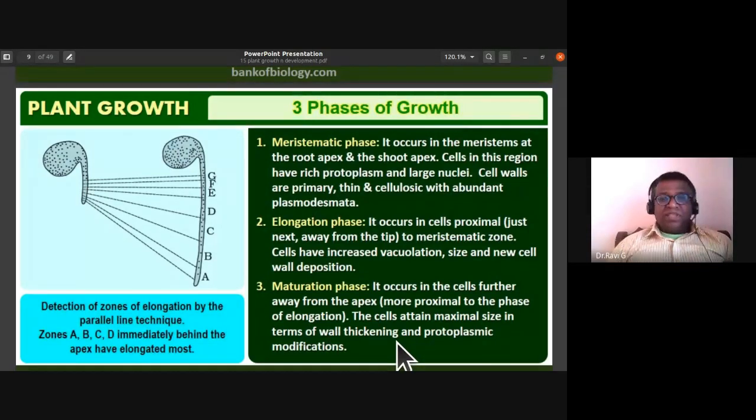This maturation phase is just above the elongation phase. So it occurs in the cells further away from the root apex, that is the cell division zone. The cells in the maturation phase attain maximal size in terms of thickening of wall as well as protoplasmic modifications. So that you notice in the maturation phase.